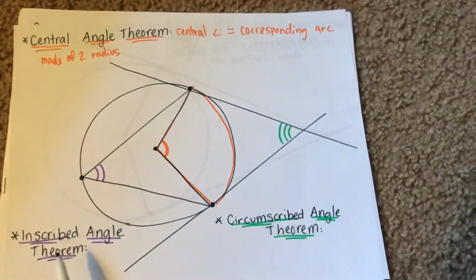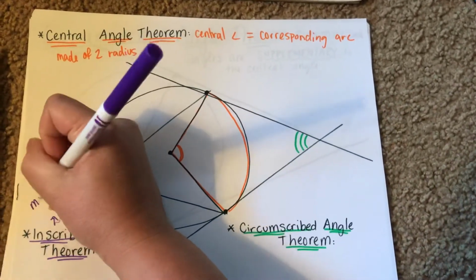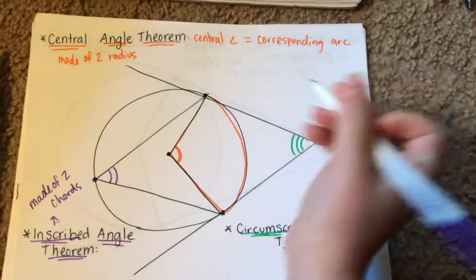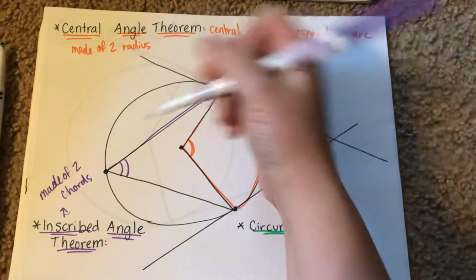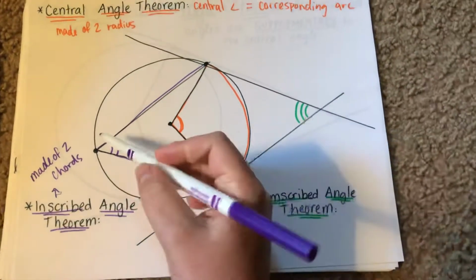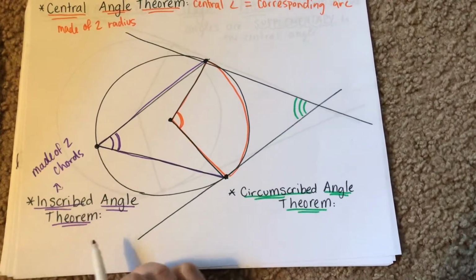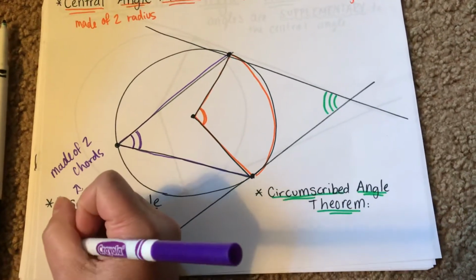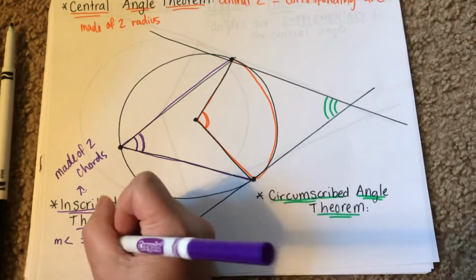Then we talked about our inscribed angle theorem, and the inscribed angle is made of two chords. And those chords went from one point on the edge of the circle to another point on the edge of the circle. So something like that and something like that. One point on the edge, one point on the edge. And our inscribed angle was always along the edge of the circle. And our inscribed angle theorem told us that our angle was equal to half the arc.